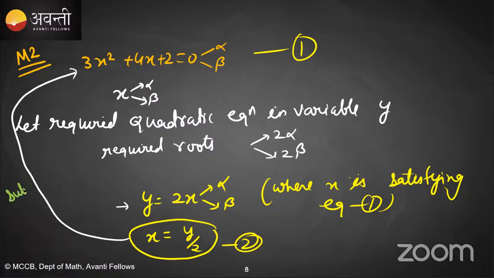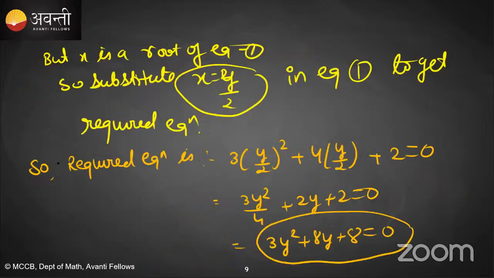सब्स्टिट्यूट, ओके. So now x को बस y by 2 से रिप्लेस कर दिया, so we got the required equation in y, yes or no. Now we know that required equation आ गई, variable y है, so variable से क्या फर्क पड़ता है, right? इसके रूट्स तो अब 2 alpha 2 beta ही आएंगे, yes or no, right?